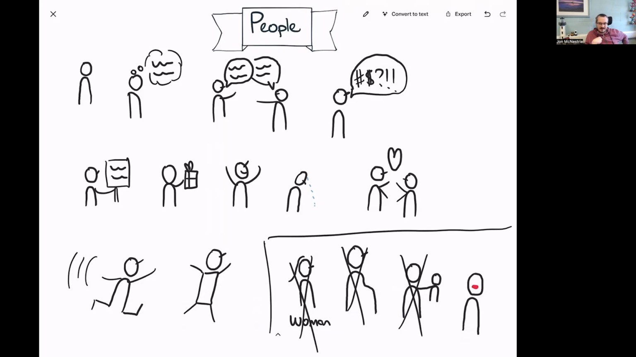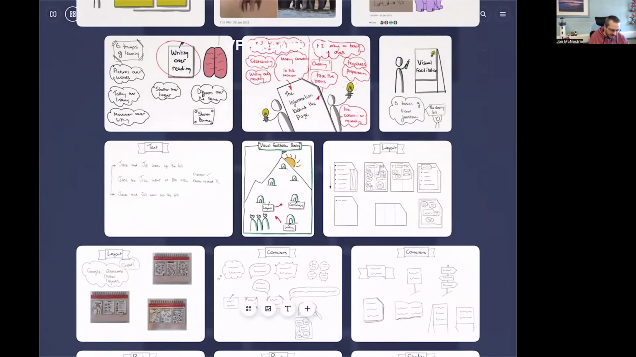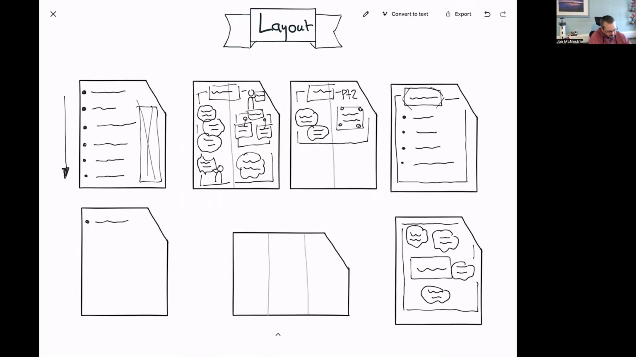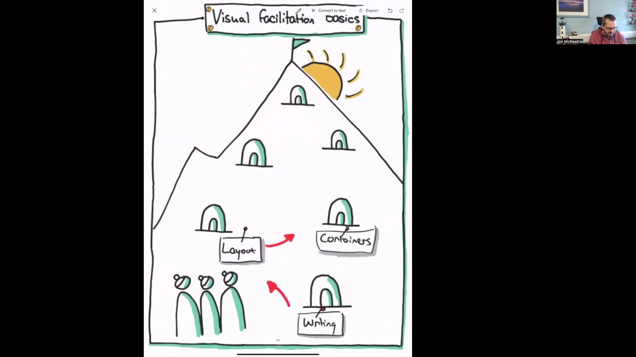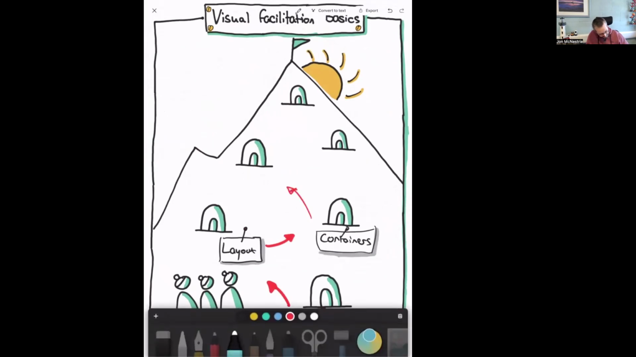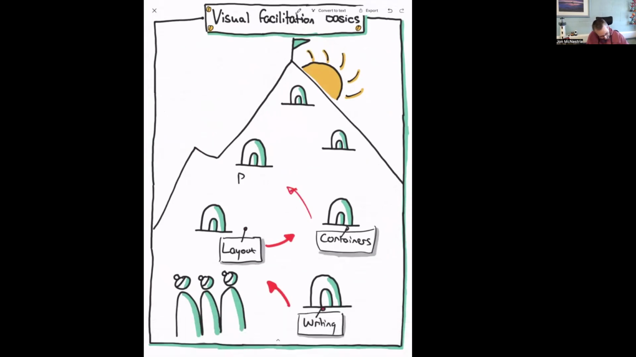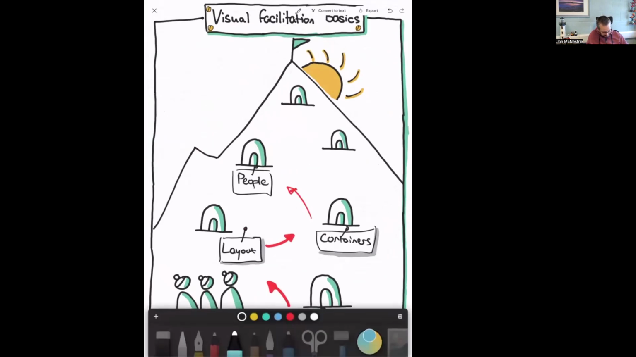But you often don't need to, because there's so much that these little people can do. We sprinkle the little people around the work that we do to create a little bit of personality, a little bit of emotion and a little bit of interest. And that's why our fourth visual facilitation basic is people.